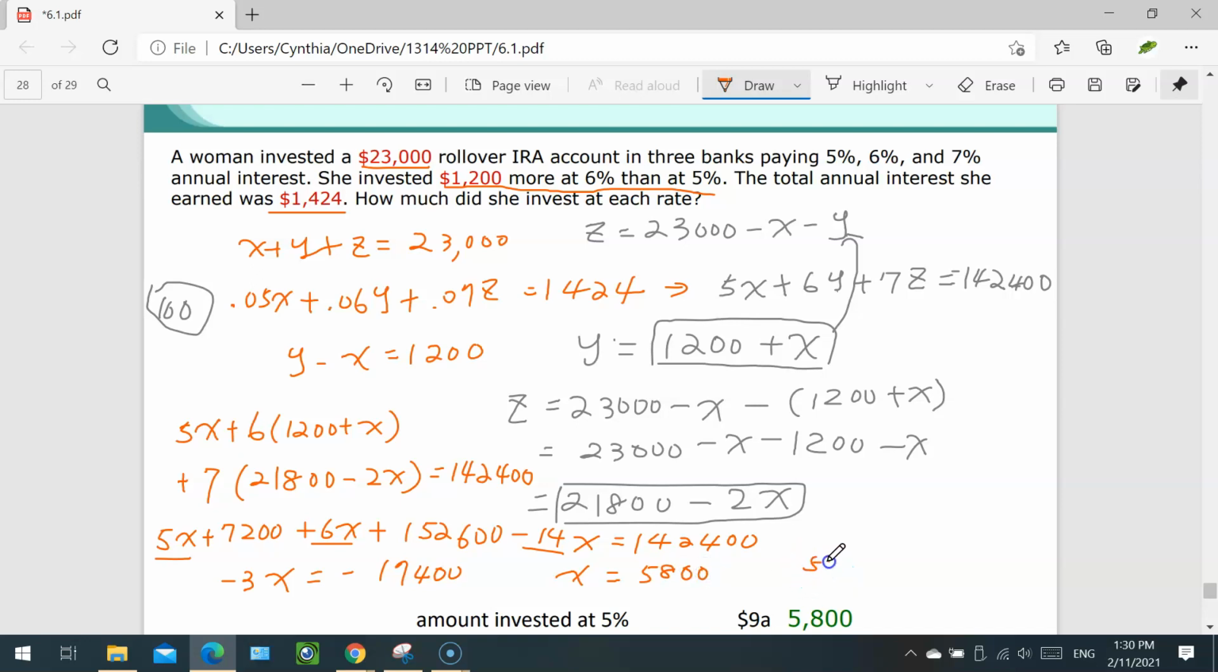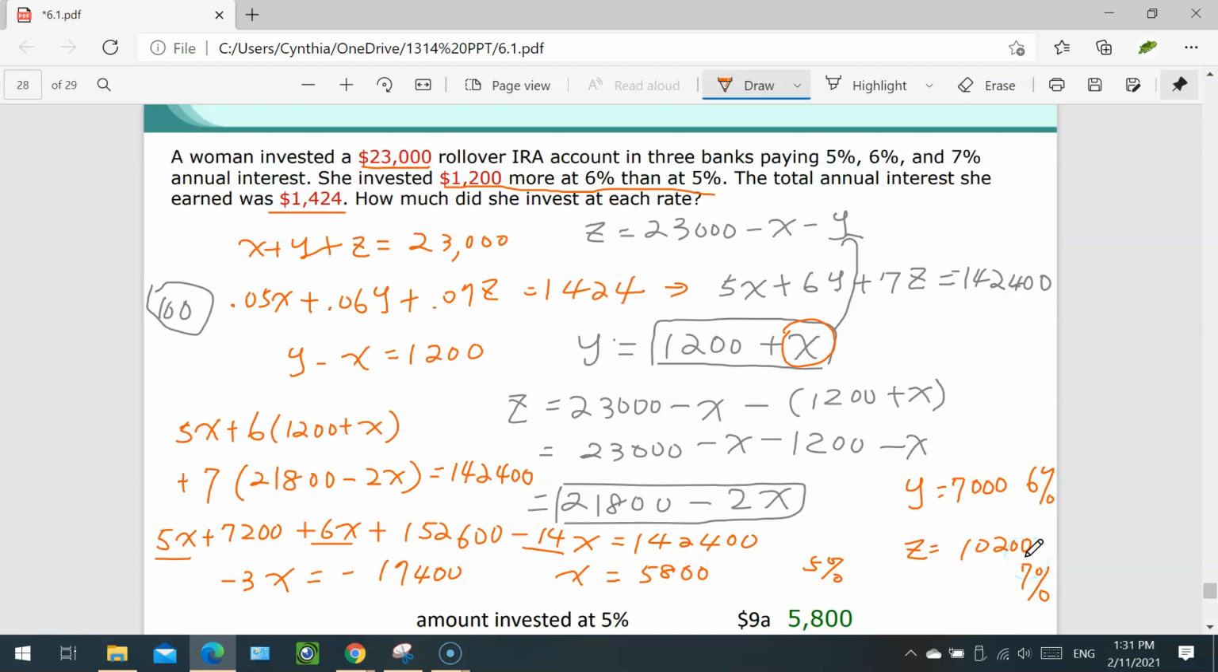So that means this is 5% of the investment amount. You solve the x. Now the x, just simply plug in back to here. Then you'll get y is equal to 7,000. So this is the 6% portion of the investment. You solve the x, plug in back to here. You will find the z portion. So the z has 10200. This is 7% of the investment.